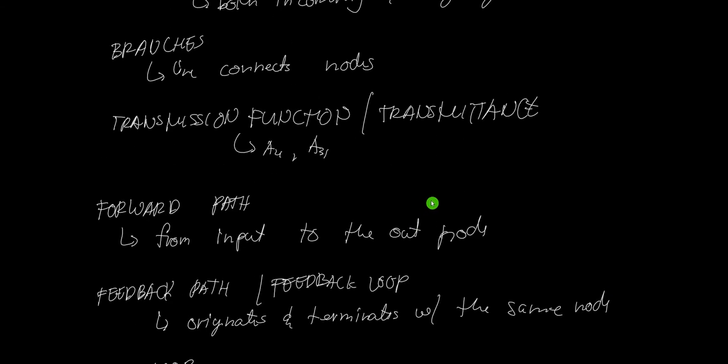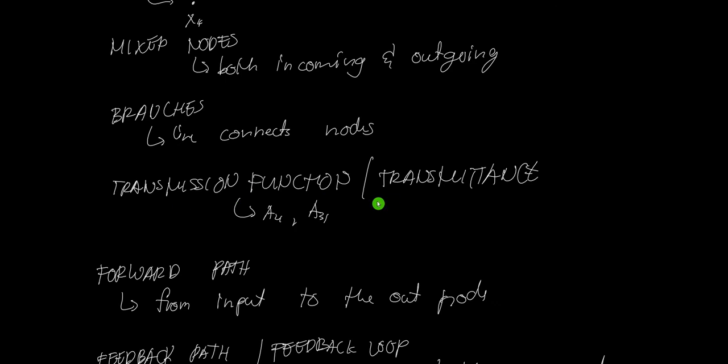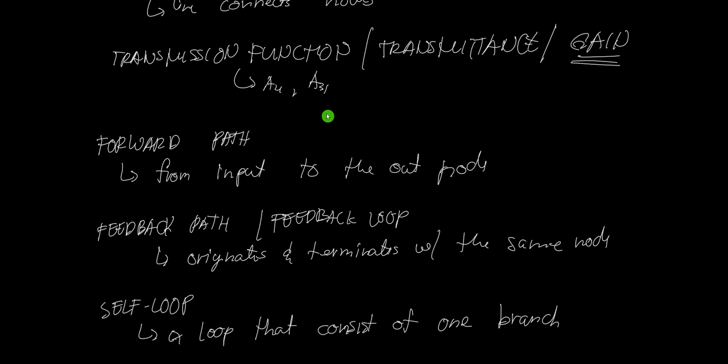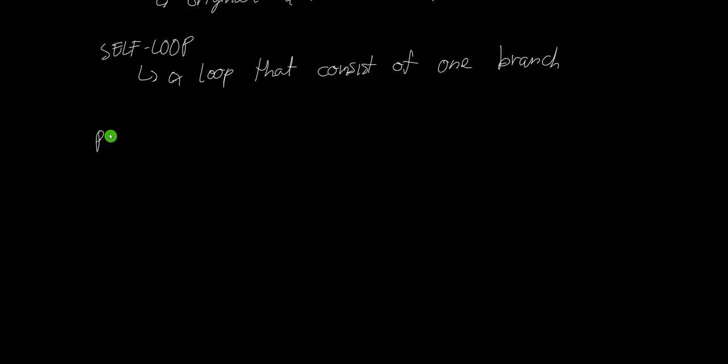Okay, then the transmittance or the transmission functions, we can also call them the gains. In short, we can just call it gain. It's easier to write. So the gains A21, A32, those are gains. And there are different types of gains. The first one is the path gain. When we say path gain, this is a gain in a certain path. It depends on whether it's a forward path or a feedback loop or feedback path.